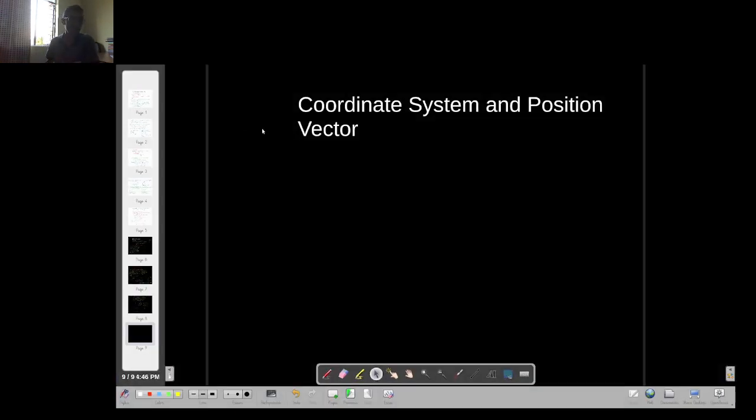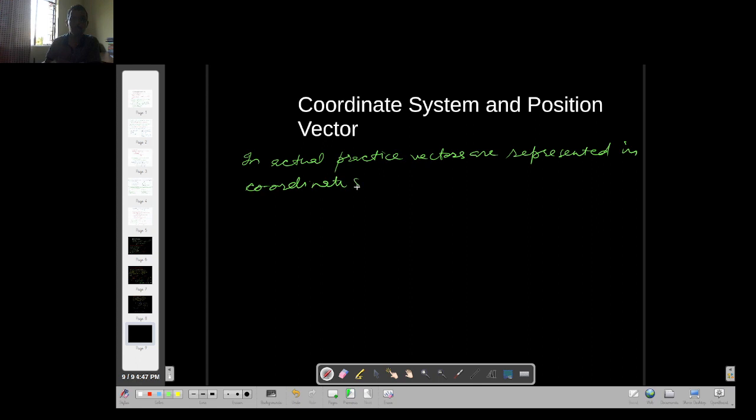So today I will talk about the coordinate system and the position vector. In actual practice, vectors are represented in coordinate system. So the coordinate system plays a very important role. First of all, let me talk about what a coordinate system is.